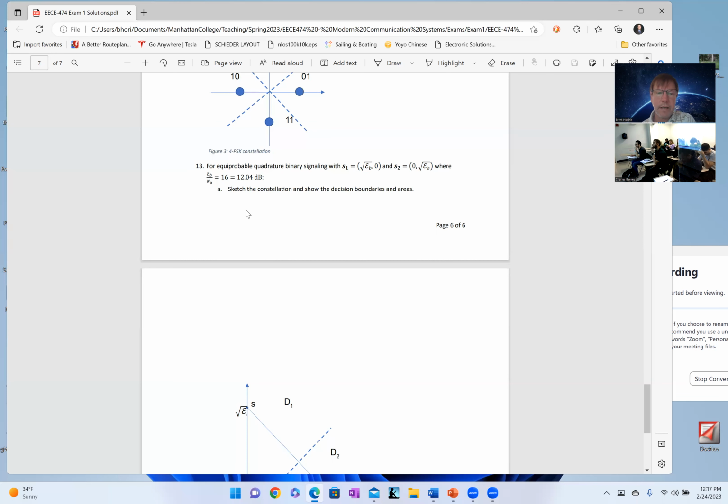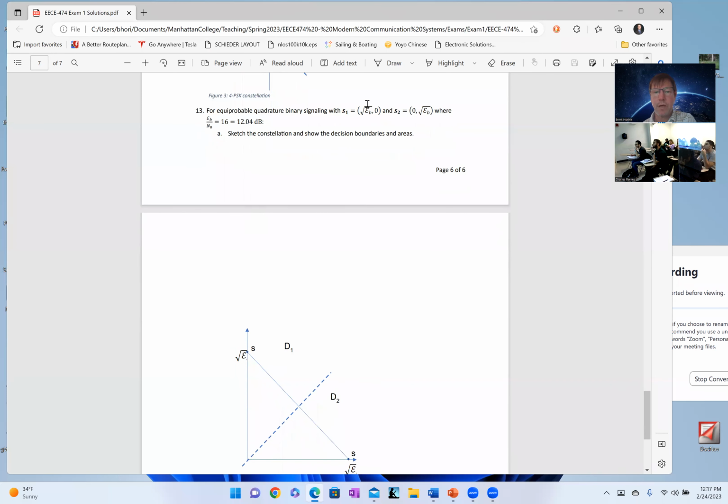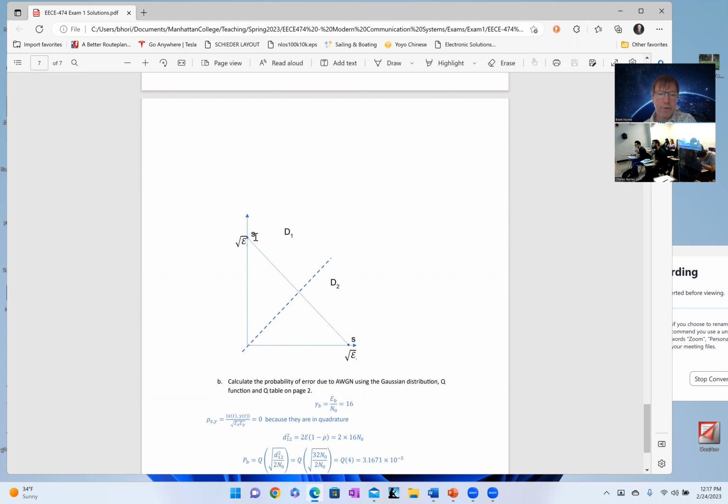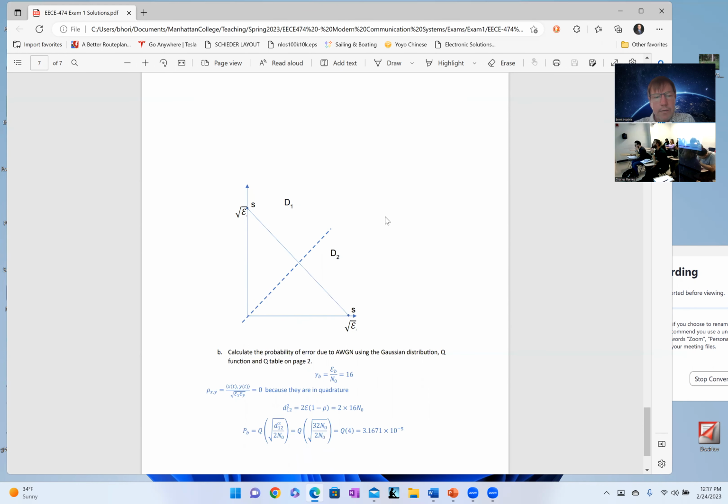All right, so now let's sketch a constellation and show the decision boundaries. So I give you the coordinates there of these things. That's what I expected you to do, is locate these. Perhaps on my solution, I should have some subscripts on these. So this would be S1, and that would be S2 up here, right? I think I cut and pasted this from the PowerPoint, so I can't edit it right here. So this becomes one decision area, this becomes the other decision area.